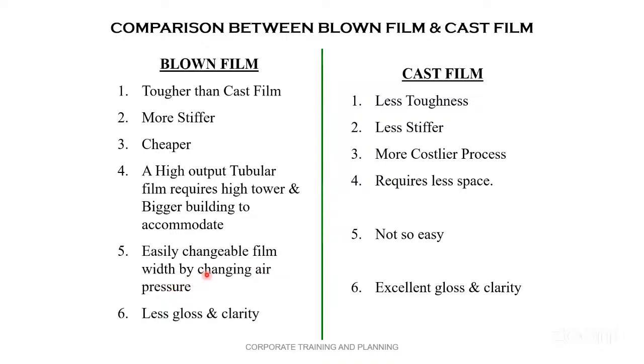Easily changeable film width by changing air pressure. Yes, by changing air pressure you can change the film width and thickness. Here it is not so easy, it is not possible in the case of the cast film. Now, less gloss and clarity. See here, cast film has excellent gloss and clarity, and that's why this is a costly film, right? But these films are used for many applications, such as gift wrapping, and in many places cast film is used. This is the difference between the cast film and the blown film.